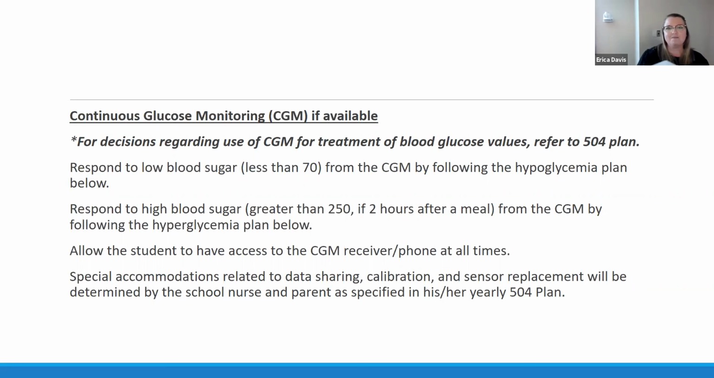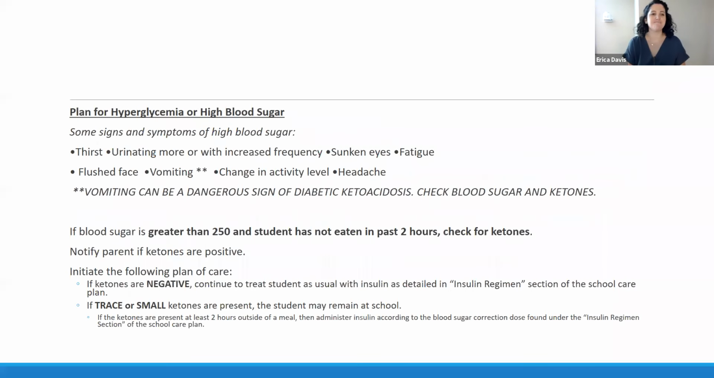And I'm going to hand it over to Madison now to talk about hyperglycemia. Tends to be the favorite section. Everybody loves a good high blood sugar, right?